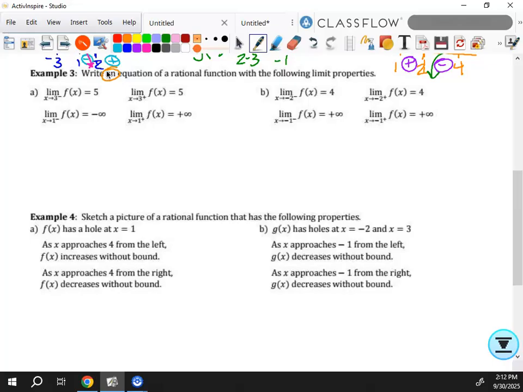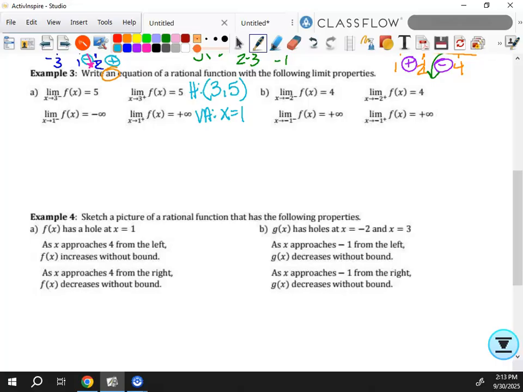All right, so let's talk about what these things tell us. If I have the limit as x approaches 3 from the left and right is 5, what's happening at 3? A hole. Okay, so I have a hole. Not only is it happening at 3, but I know that the y value is 5, right? Then the limit as x approaches 1 is either negative or positive infinity. So what's happening at 1? Vertical asymptote. Okay, so basically we're working backwards here, right? We were given that stuff, then we wrote the limit statements. Now we have the limit statements and we're figuring out that stuff.